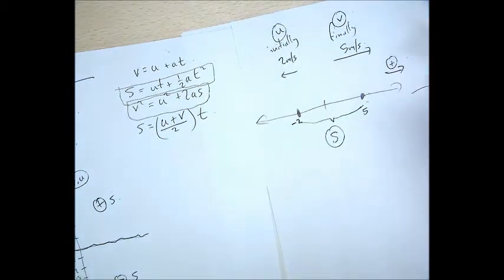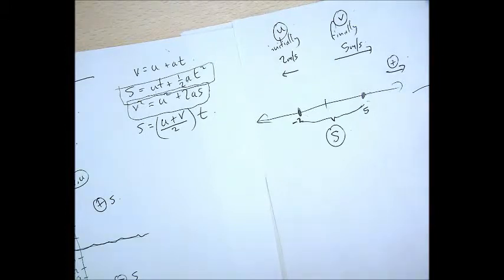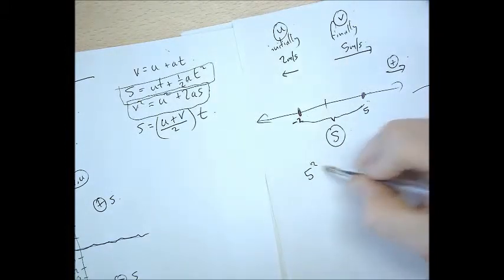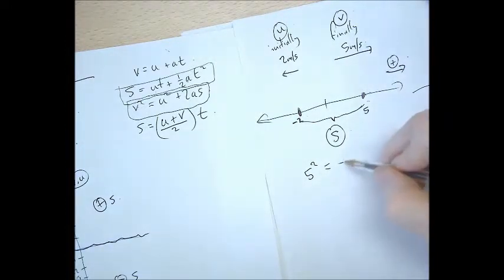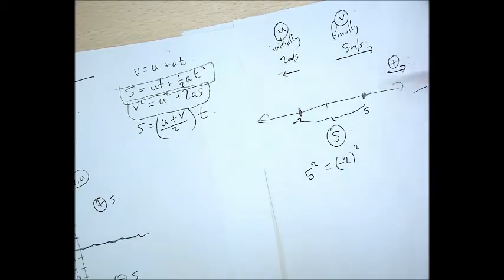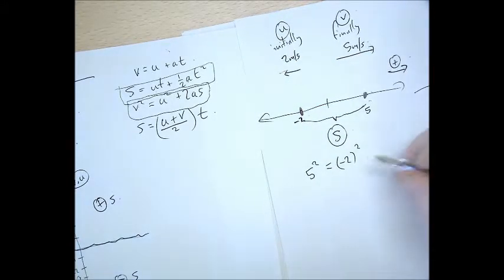So let's substitute into that. What's my V? 5. What's my U? -2. Is everyone clear on why it's negative? It's because I was going that way, whereas this is the positive direction. I don't know A. And what's my displacement?